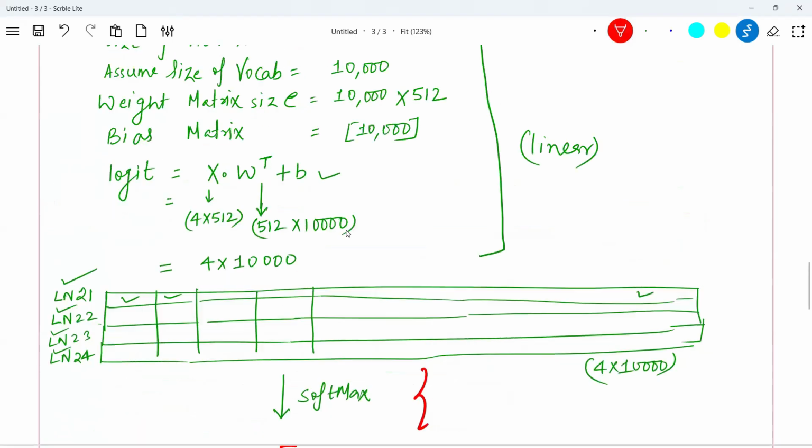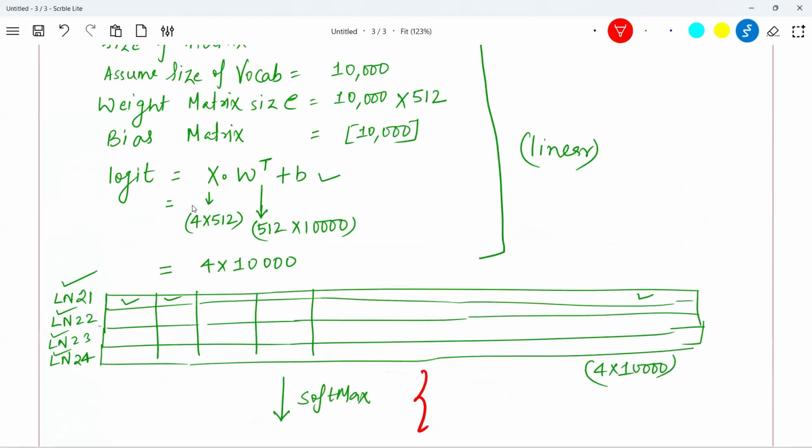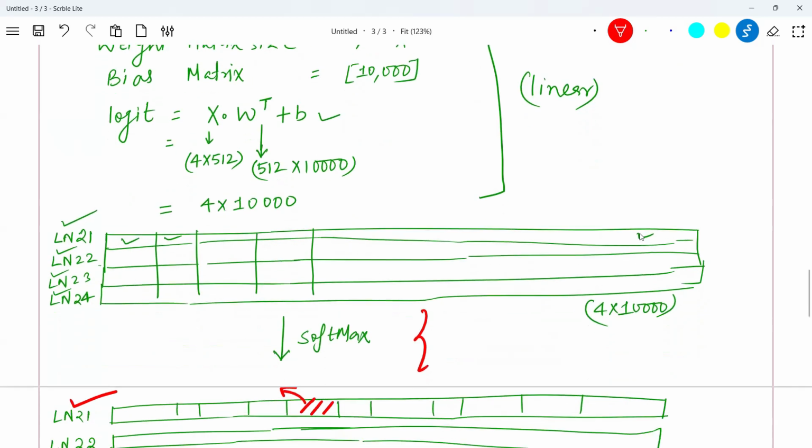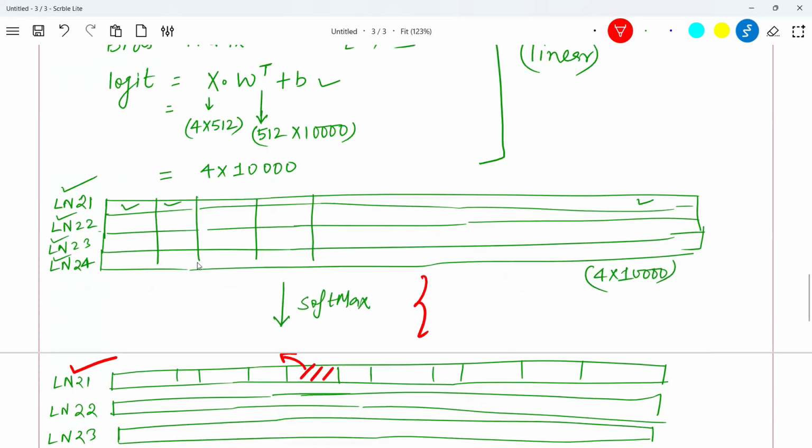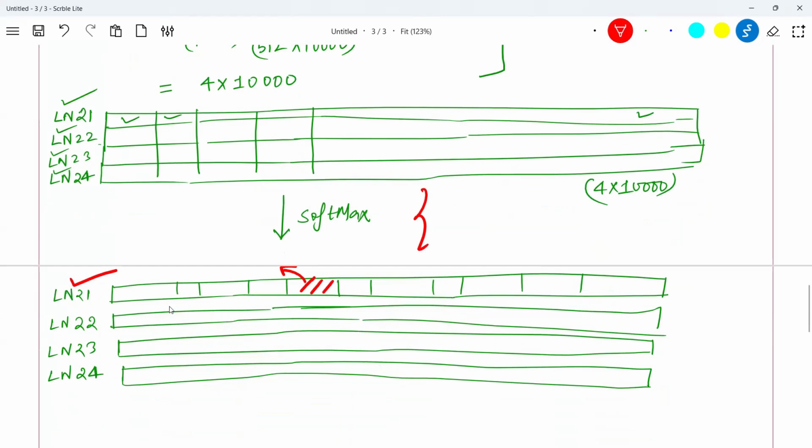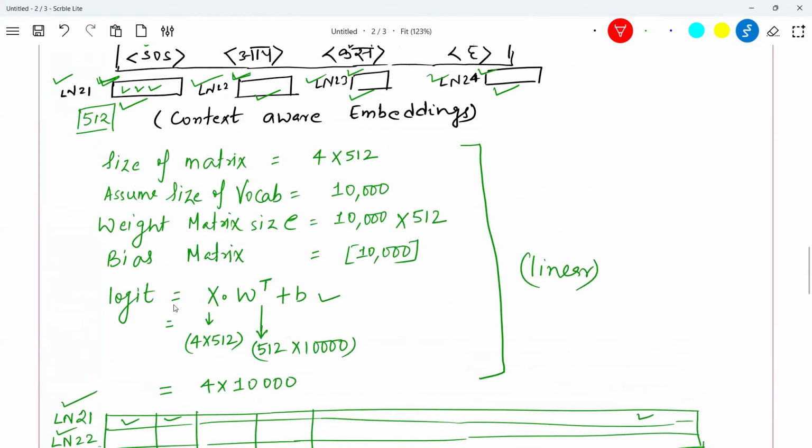What is happening in linear? Nothing much. A weight matrix is there, a bias matrix is there. We are projecting it to a 10K dimension space. And then we apply softmax to get the probabilities. Fine.